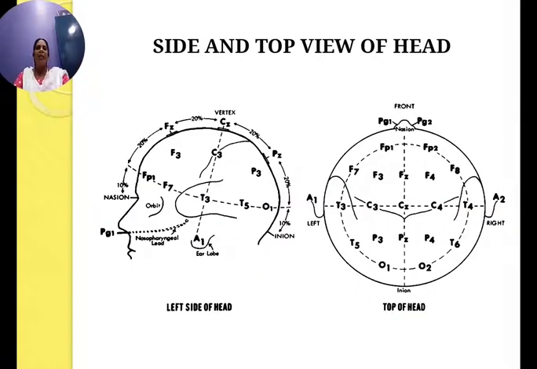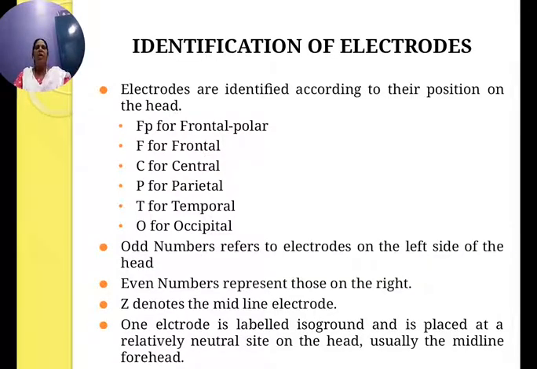In the side and the top view of the head, you can observe the left side of the head and the right side of the head, and the pattern of the electrodes. 21 electrodes can be placed on the scalp at different locations. So, identification of the electrodes: how can you identify the electrodes?